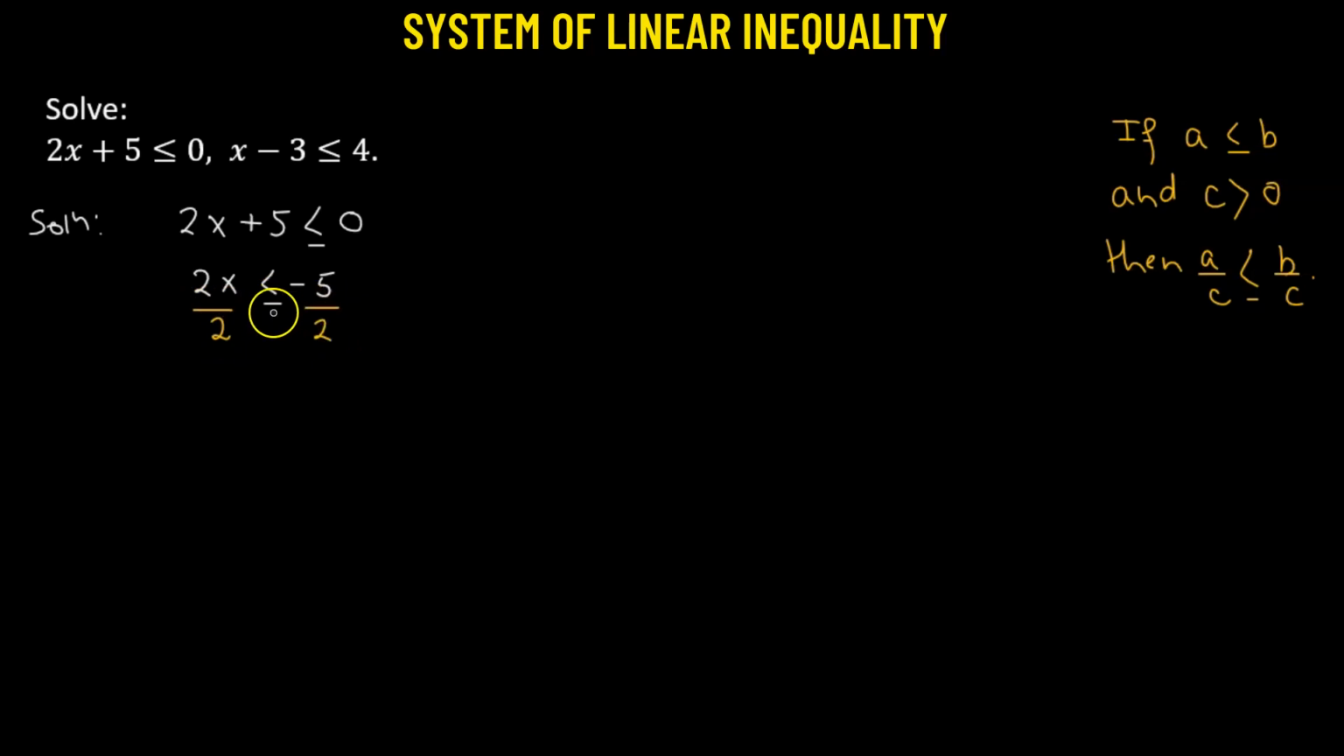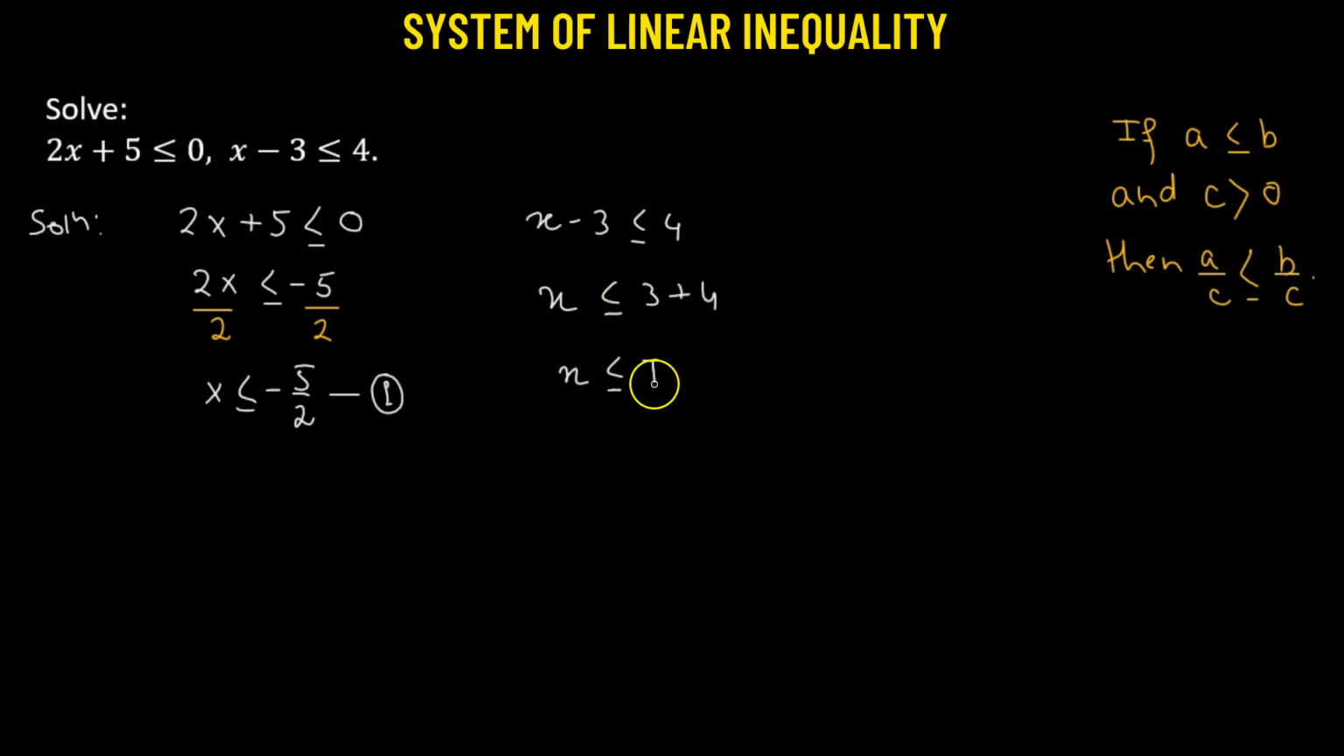So we'll divide both sides by positive 2. This is not going to affect the sign of the inequality, and this will give us x less than or equal to negative 5 over 2. Let's label this as number 1. Next, we consider x minus 3 less than or equal to 4. We'll transpose 3 to the right-hand side to get x less than or equal to 3 plus 4, which means x is less than or equal to 7. Let's label this as number 2.